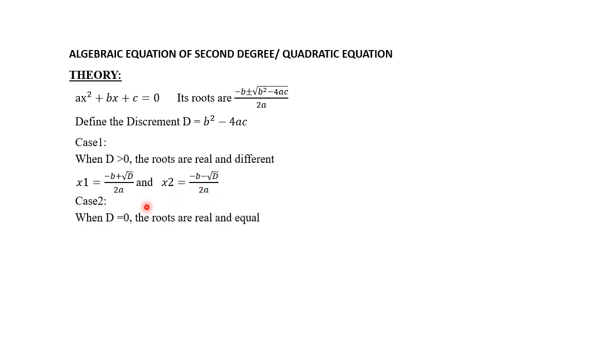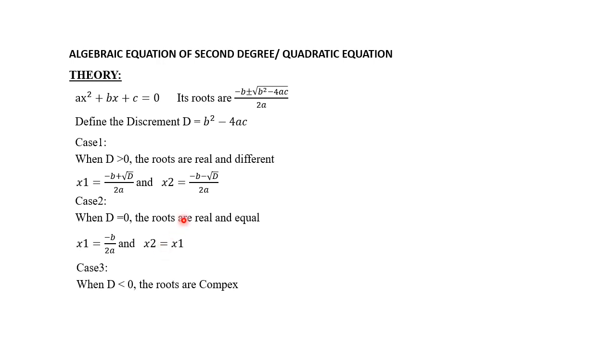Next, case 2: when d = 0, this quantity is 0, so the roots will be −b plus 0 and −b minus 0, with the denominator 2a. So when d = 0, the roots are equal and real. x1 is equal to −b / 2a and x2 is also the same.